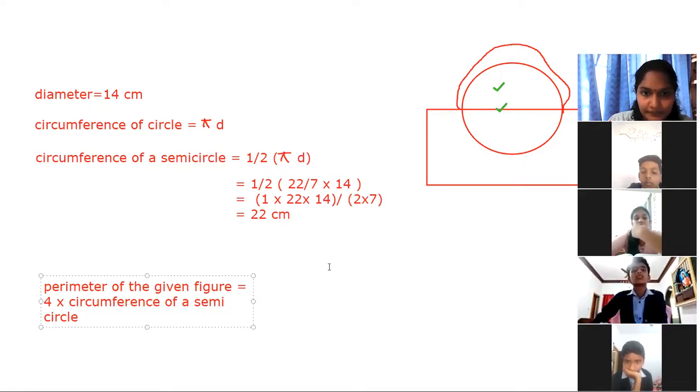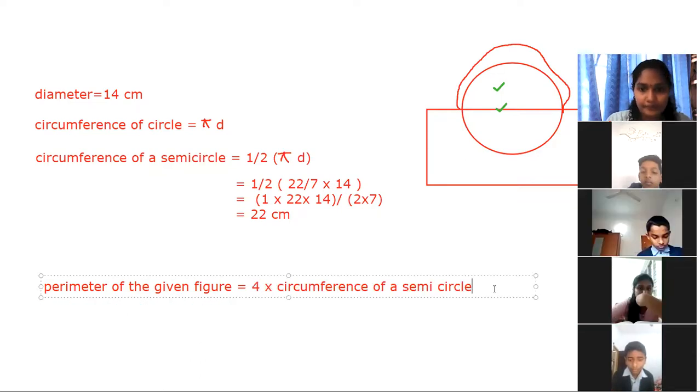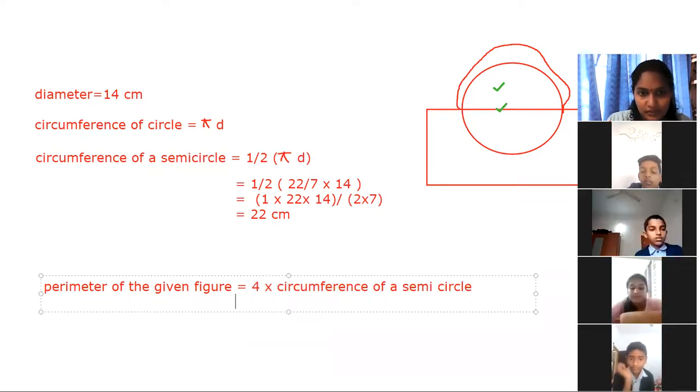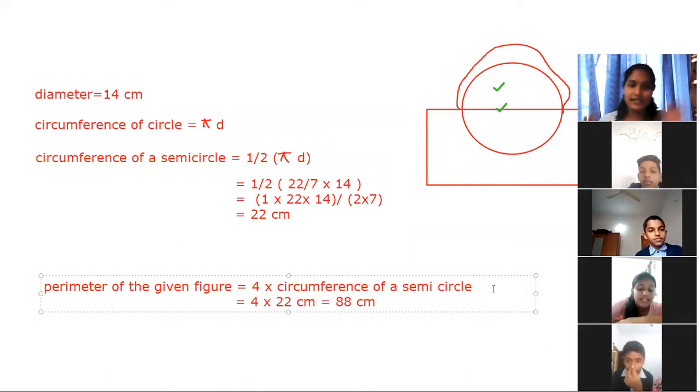Is that clear? Yes, miss. That is 4 into 22. Okay. What's the answer? 88. 88 centimeter. Is that clear? Yes, miss.